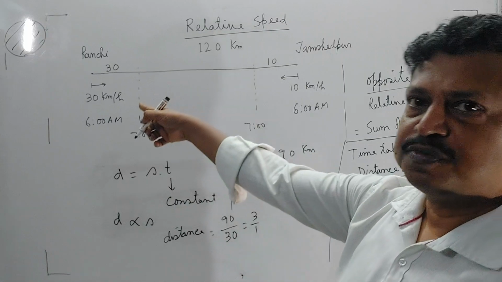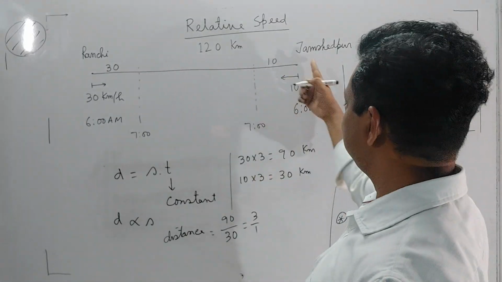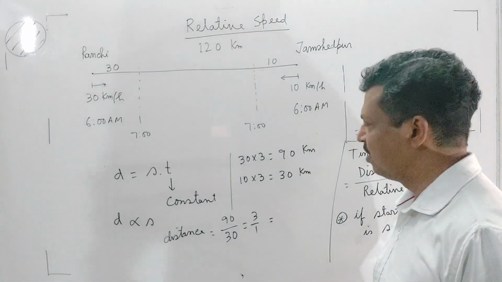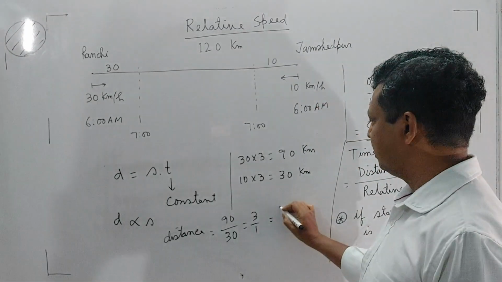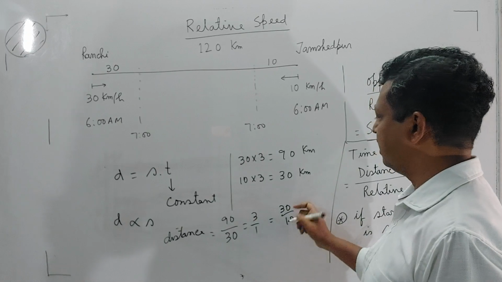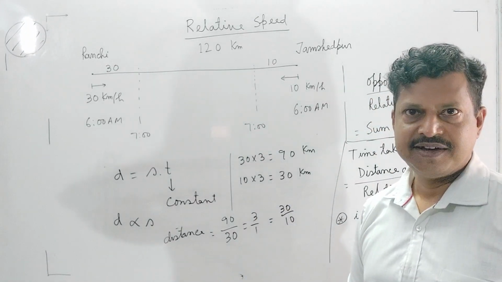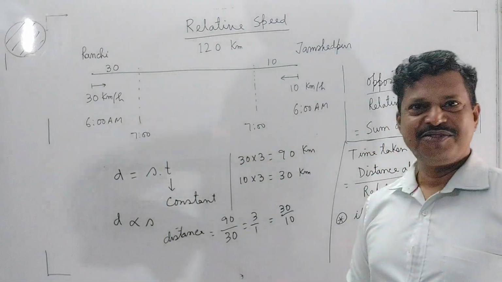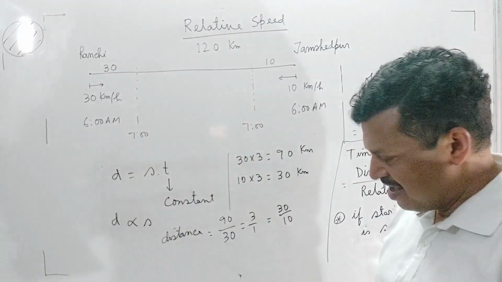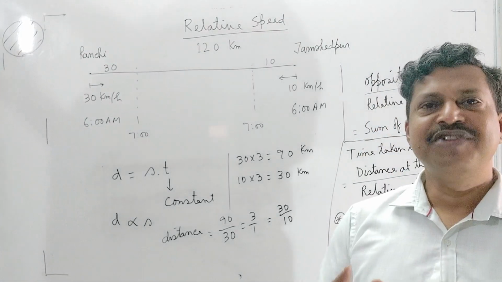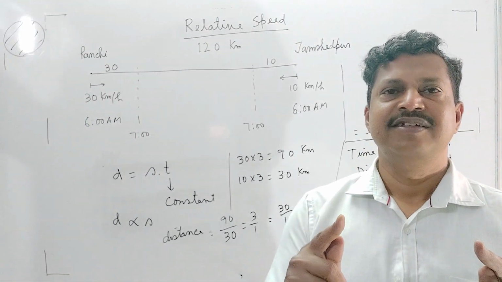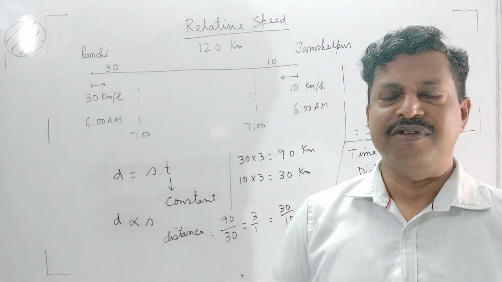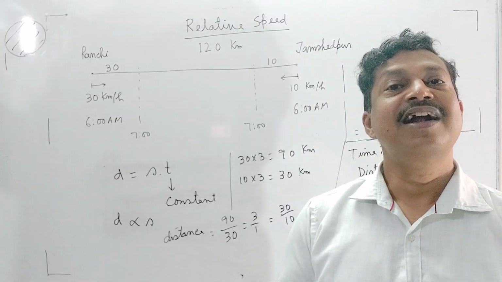Now look at the ratio of the speed. The ratio of the speed is 30:10, so that is also 3:1. Alright. I hope this part is clear to us. Now the first example, whatever I have given you, is with respect to the starting time being same. Now let us understand the next example, where the starting time is not same.